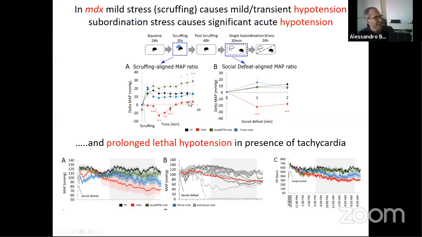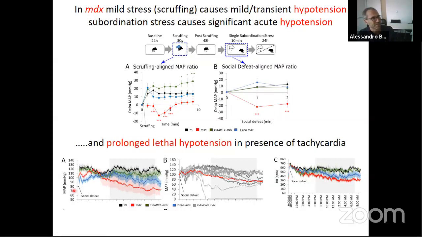I don't have all the data here. But this is the normal response in the animal, on the wild type animals in black. But if you look at the MDX, what happens is very strange, unusual. This animal develops hypotension, transient hypotension. The effect is much more remarkable when you do the single social defeat. Once again, all this is rescued by the other 2 strains.